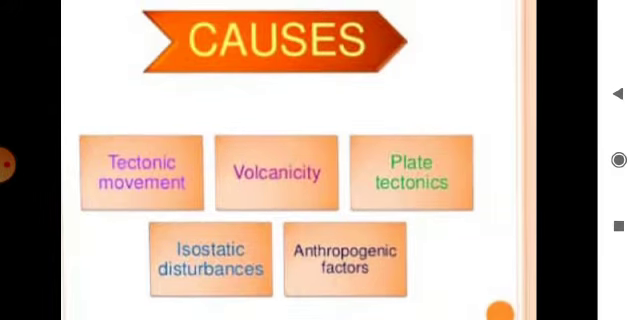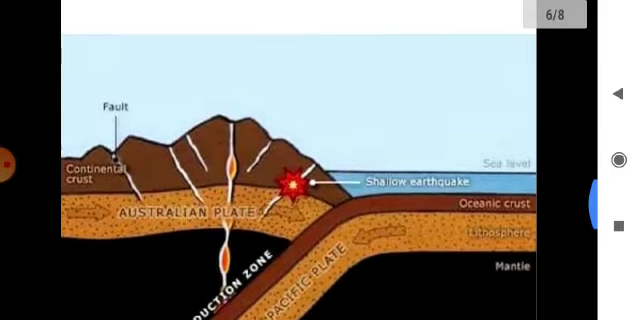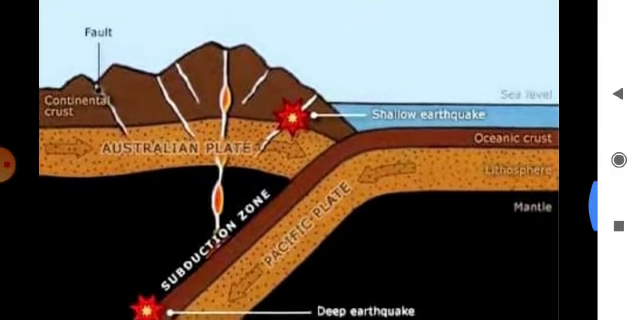Tectonic movement. Earthquakes occur when movement of the earth takes place along a line of fracture. It's called fault. Such earthquakes are called tectonic earthquakes. Plate tectonics. Look at the diagram.